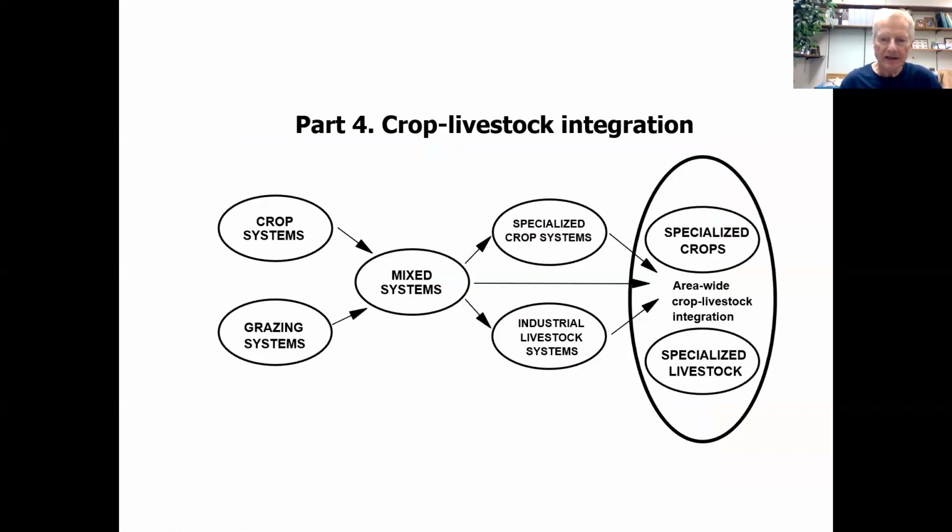The progression of crops and livestock throughout history is quite interesting. If we look at the left-hand side of this figure, we really are describing the farming system of 500 years ago in Europe, where crops and livestock were separate. The livestock were on the common lands.